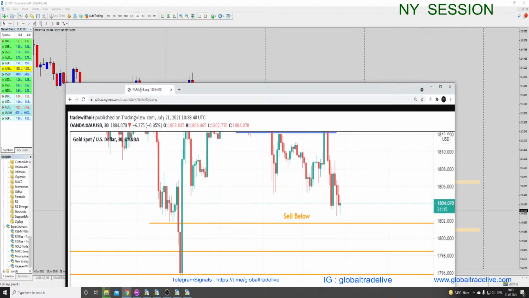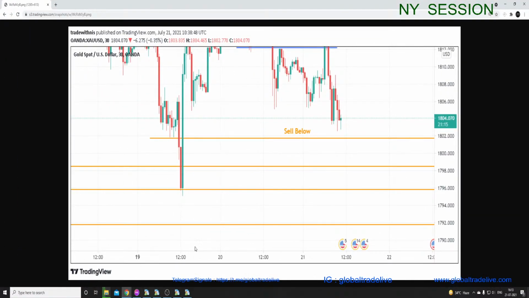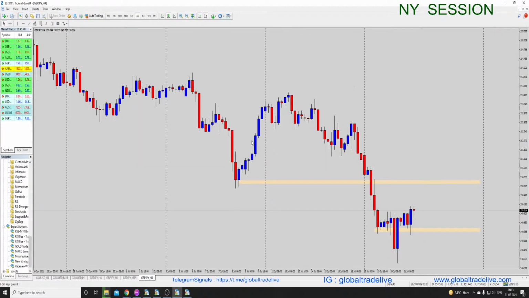Okay, so this is the chart from Nishal, and let's see gold. So this is gold 30 minutes time frame, and it just went up, tested that low again. So you are looking for sells below 1802, around that area. You have this clean range. Okay, it's a good plan over here, but let's see in the bigger time frames.